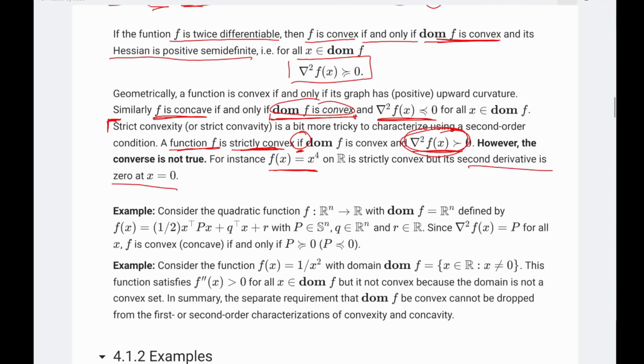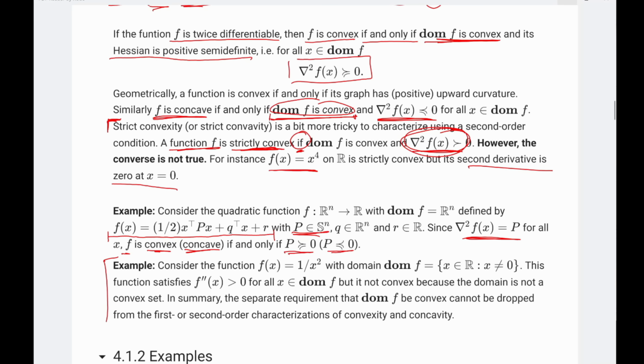Let's look at a couple of simple examples. The first example is a quadratic function f of x, in which we have one half x transpose P x plus q transpose x plus r, where P is a symmetric matrix, q is a vector, and r is a scalar. If we compute the Hessian here, the Hessian is just the matrix P. And so we know that the function f is convex if and only if P is positive semi-definite, and is concave if and only if P is negative semi-definite.